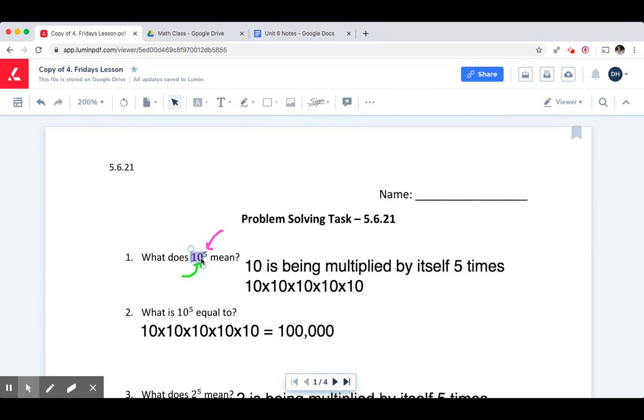So the base is always the number that's going to be multiplied by itself, and the exponent, the number written very small in superscript, is going to tell you how many times to multiply that number by itself. So when we're trying to figure out the value of that, we will solve the expanded form number sentence that we just came up with. So when I rewrite the exponential form as an expanded number sentence, 10 times 10 times 10 times 10 times 10, that is called expanded form.